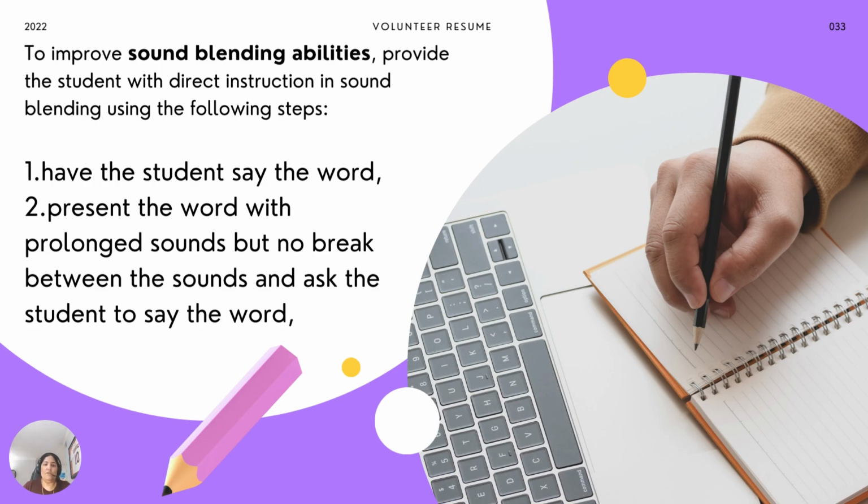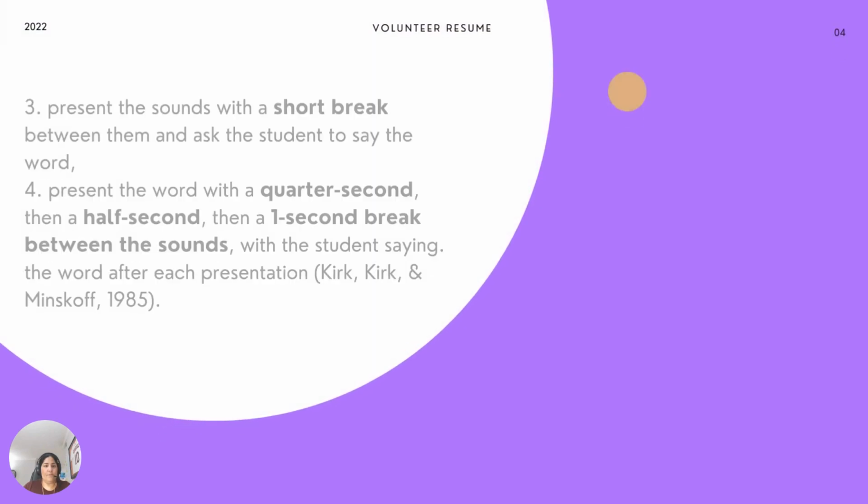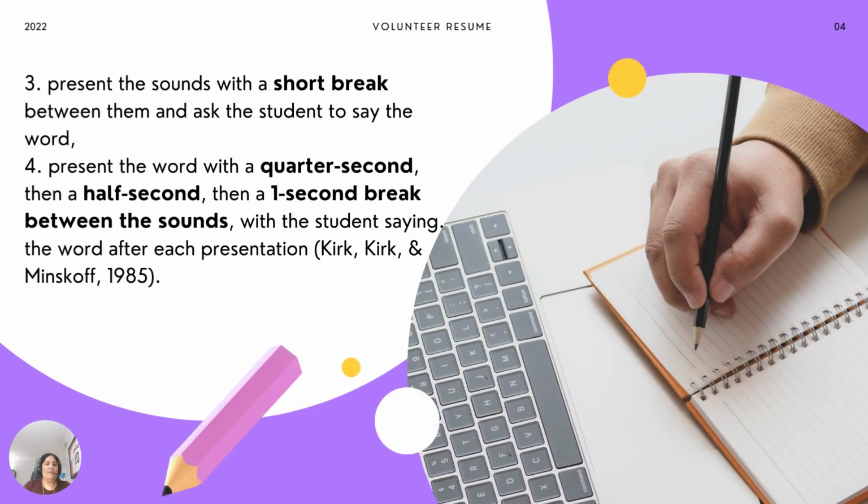1. Have the student say the word. 2. Present the word with prolonged sounds, but no break between the sounds, and ask the student to say the word. Next, you are going to present the sounds with a short break between them and ask the student to say the word. And the fourth step will be present the word with a quarter second, then half second, then a 1 second break between the sounds, with the student saying the word after each presentation.